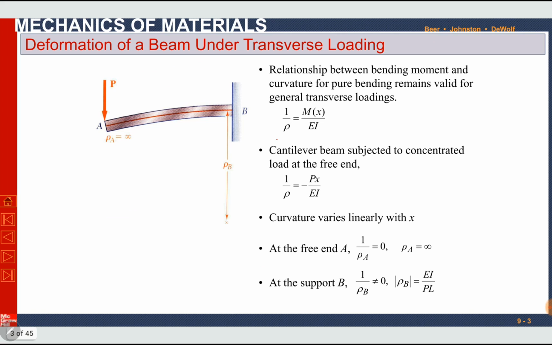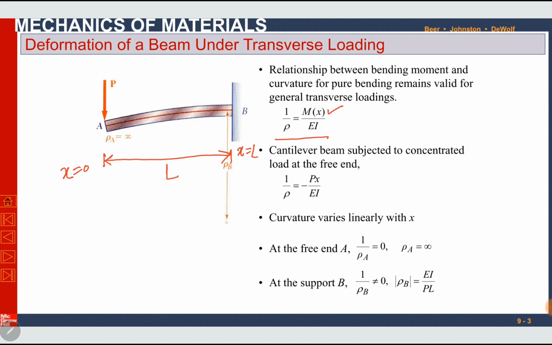This expression, 1 over rho equal to moment divided by EI, can be used where moment is a function of x. What is x? x is the length of the beam. If a beam has a total length of L, x is 0 at one end and it is equal to length L at the other end, and it varies between 0 and L. So by putting different values of x in the function of moment, we can find different values of 1 over rho, the curvature of the beam.